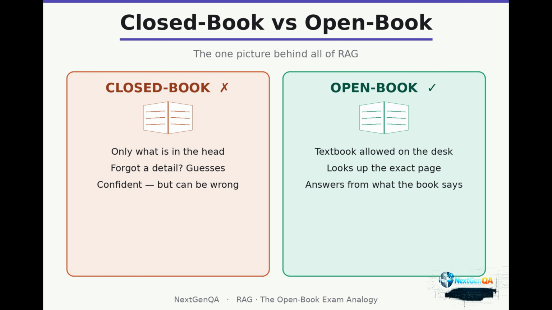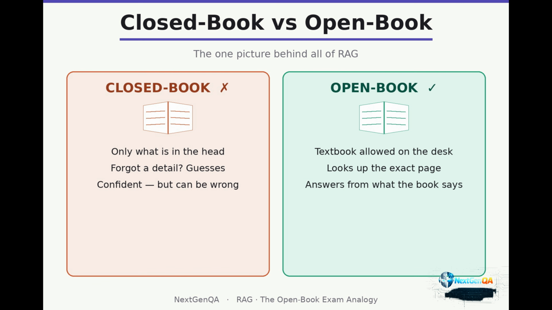In an open book exam, everything changes. Ravi walks in and he is allowed to bring the textbook. Now, when a hard question comes, Ravi does not guess. He opens the book, flips to the right page, reads the exact paragraph, and writes his answer based on what the book actually says.